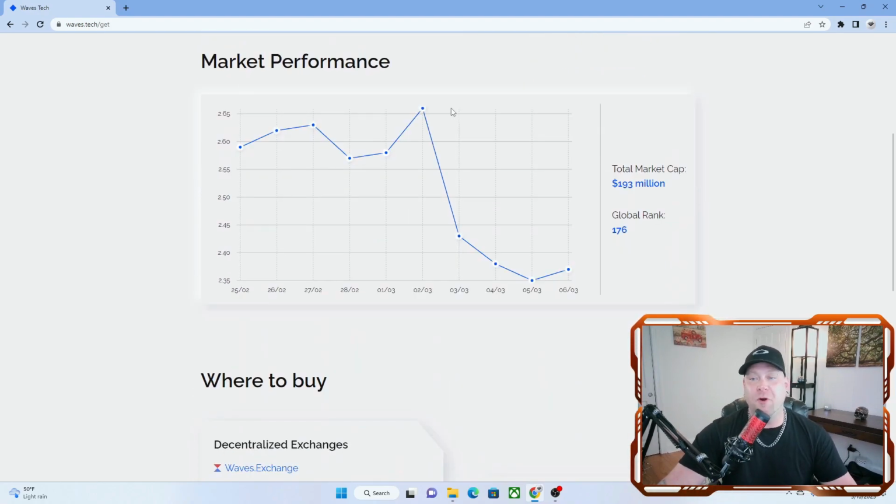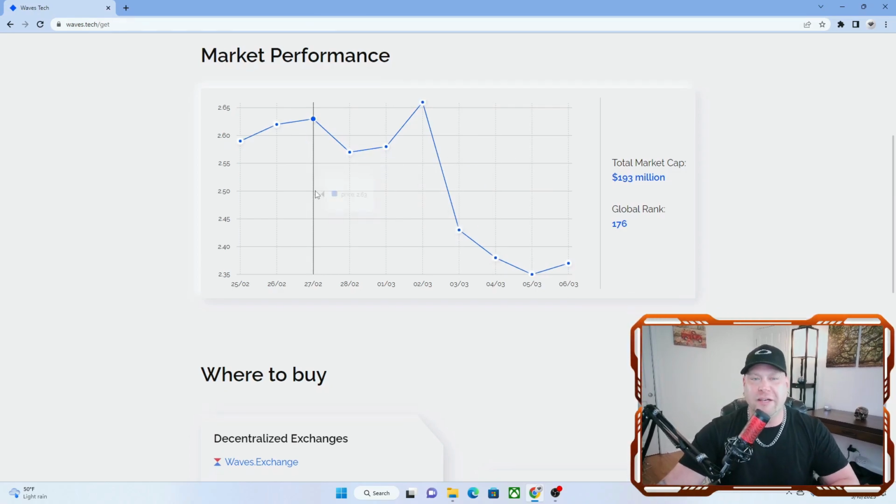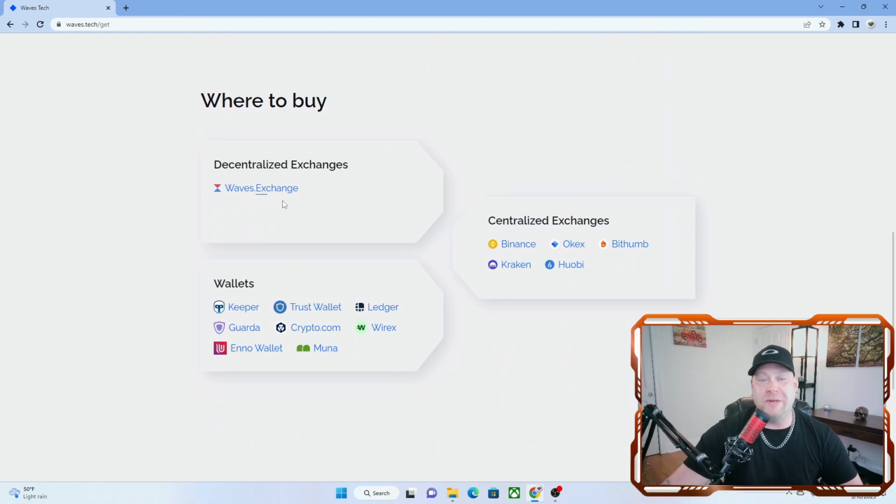You can see the market performance, but everybody in the market kind of had a drop going on right now, so this is nothing new to see. This is going on everywhere in the crypto market. Where to buy? If you want to go to a decentralized exchange, it'd be waves.exchange. Centralized exchanges would be Binance, OKEX, BitThumb, Kraken, and Huobi. Some of those actually being really popular exchanges and safe to use.